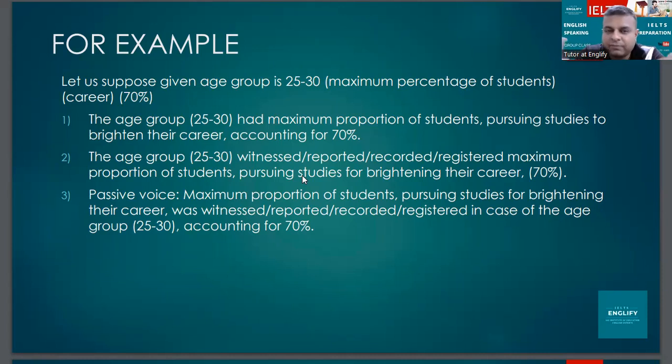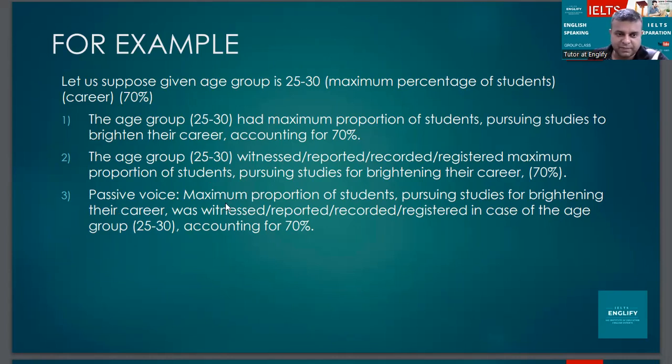So this is a better way of writing, rather than using brackets all the time, because you have to use variety, guys. Let's face it. Don't use brackets to write your particular figure. If you vary your structures, then obviously a better score. That's all. It's fruitful, isn't it? Now, second example, the age group 25 to 30 witnessed, reported, recorded, registered, anything you can use instead of had here, right? So maximum proportion of students, comma, pursuing studies for brightening their career, comma, 70%.